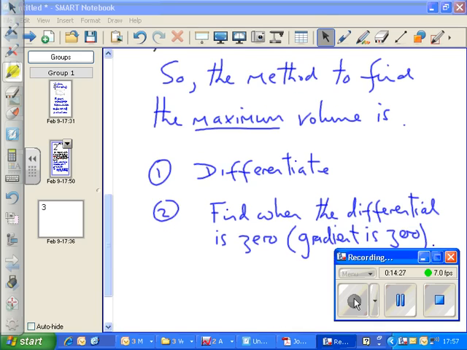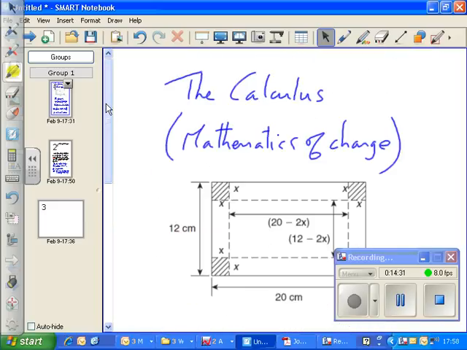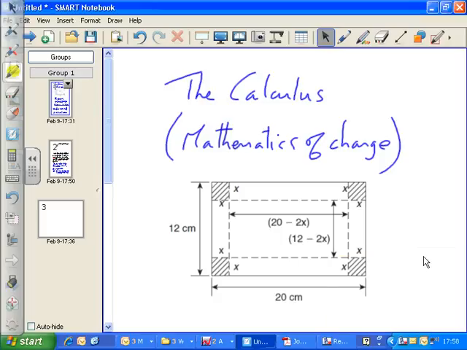Just to recap then, let's look at this again, because I went through that quite quickly. Let's go back to the beginning. This calculus is about the mathematics of change, okay? So we introduce it by looking at a problem, a changing situation. What's changing here? The volume of the box. As x varies, v varies. So there's some change going on.